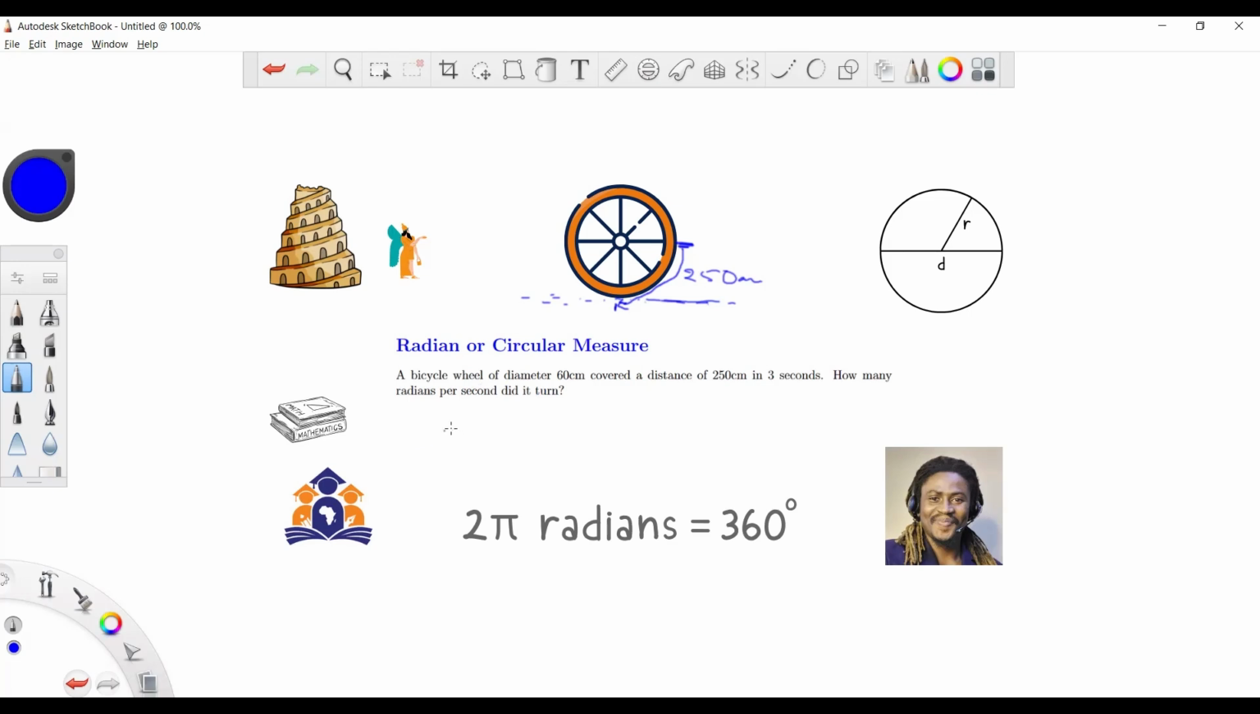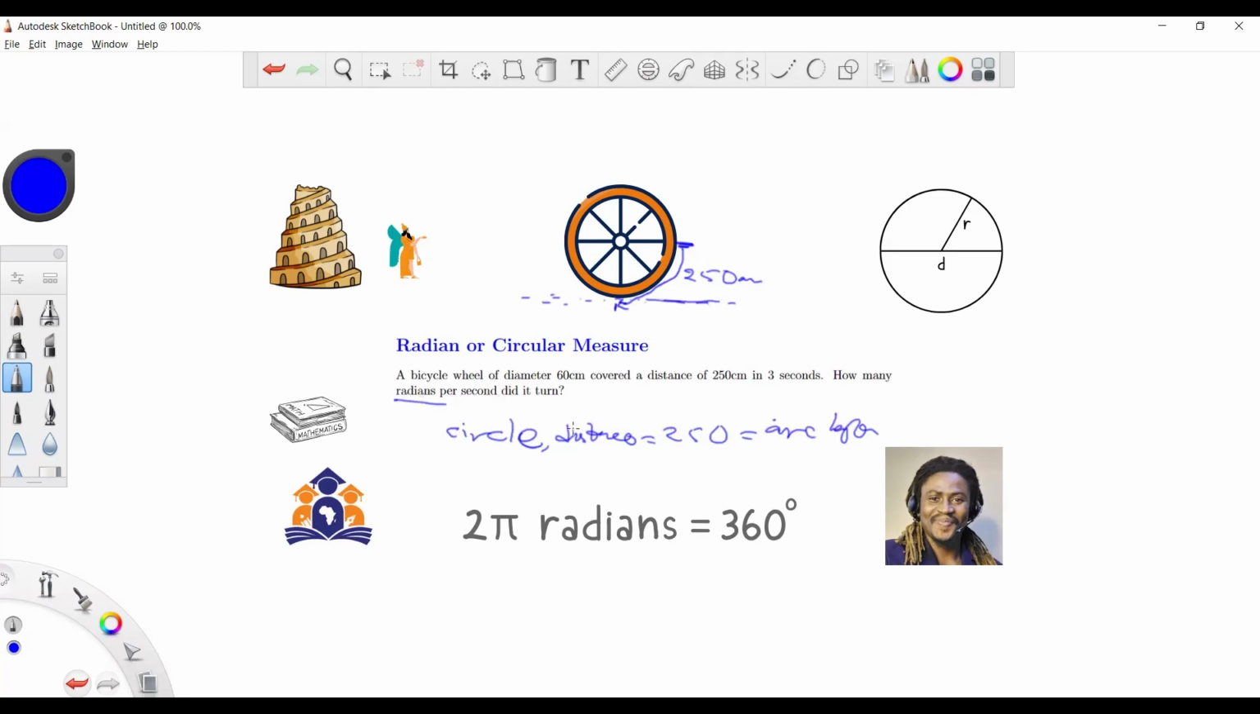Okay, so now we are talking about a wheel here. Definitely that tells us that we're talking about a circle. Then this circle covered a distance, so that distance is basically the length of an arc on that circle. The 250 centimeters is this distance, which we'll consider to be an arc length, right? So now we have been asked how many radians per second did it turn?